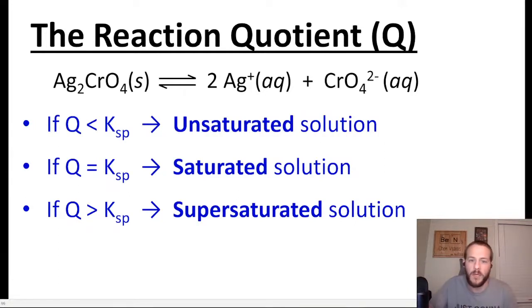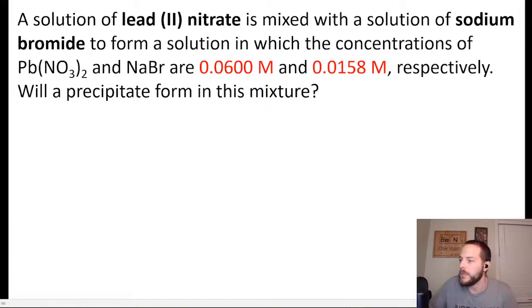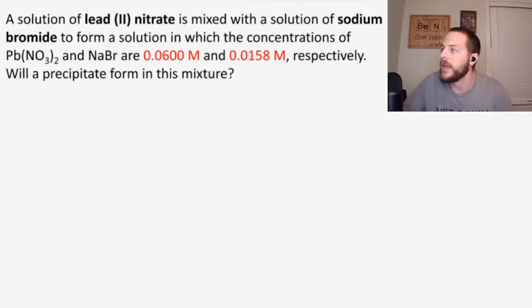So, all right, we're going to move on here. We have a problem, and I'm going to go into the whiteboard to pull this up. I already have it pasted in there. Look at how ready I am. We have a problem that says we got a solution of lead(II) nitrate mixed with a solution of sodium bromide to form a solution in which the concentrations of lead(II) nitrate and sodium bromide are 0.0600 molar and 0.0158 molar, respectively. And the question is, will a precipitate form in this mixture?